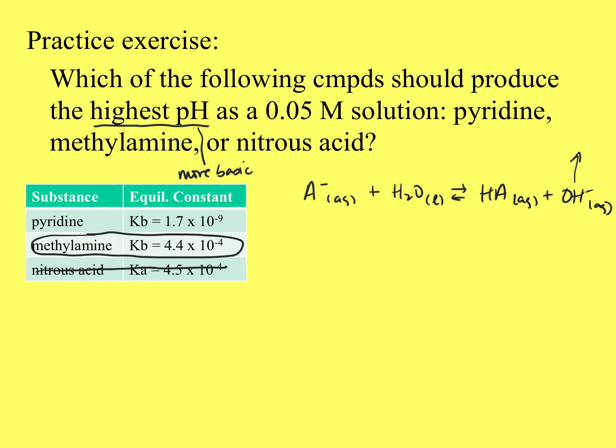Now be very careful, because if I ask for the lowest pH, you're going to be looking for something that is more acidic, a stronger acid. So you're going to look for a higher Ka value when you're looking for a lower pH. And students oftentimes get that mixed up, that a lower pH is associated with a greater concentration of H3O plus ion.